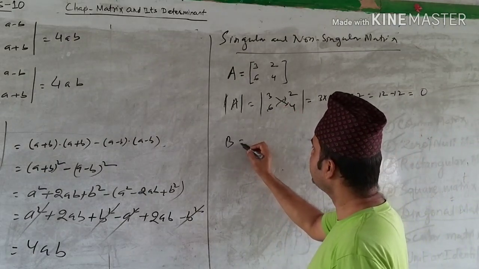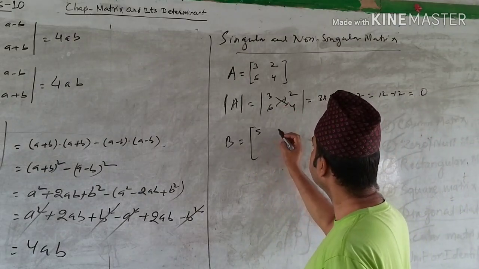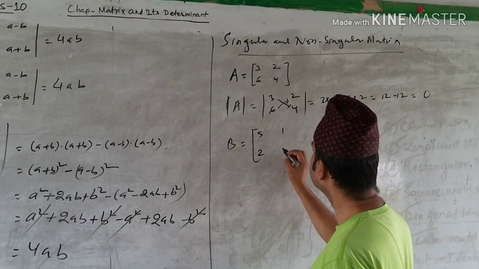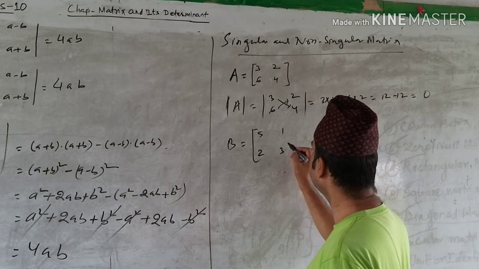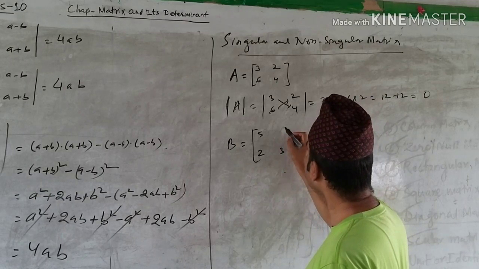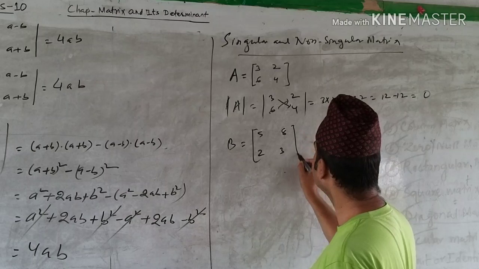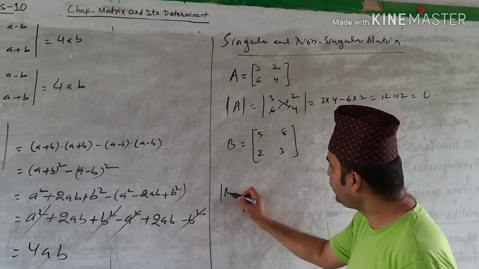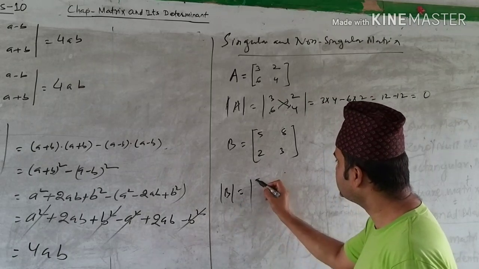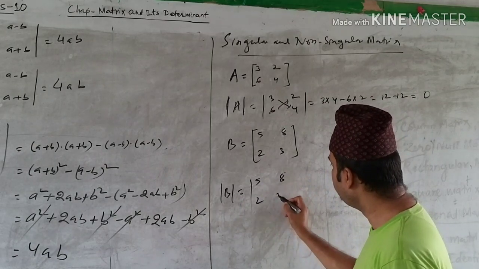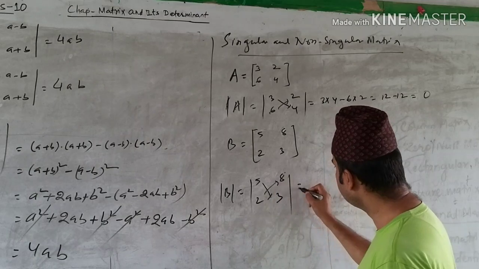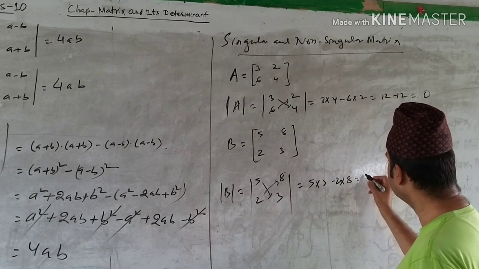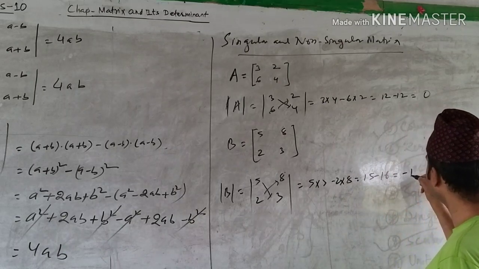Suppose we take matrix B: 5, 8, 2 and 3. Let us find the determinant of matrix B. Just cross multiply: 5 into 3 minus 2 into 8. So 15 minus 16 is equal to minus 1.